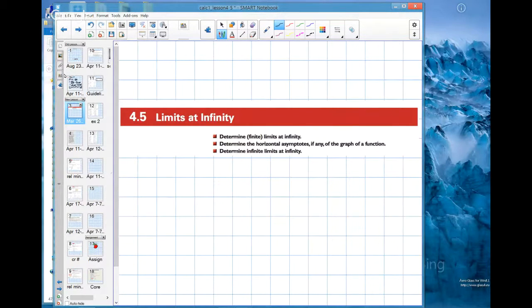Well, here's the topic for today. I think you're going to like this. Limits at infinity. I know it seems odd. Why would we return to limits after we've already gone well past application and spent so much time on derivatives? But you're going to find this to be refreshing and quite easy to do. There are three objectives: determine finite limits at infinity, determine the horizontal asymptotes, if any, of the graph of a function, and determine infinite limits at infinity. So that's what we're going to look at.